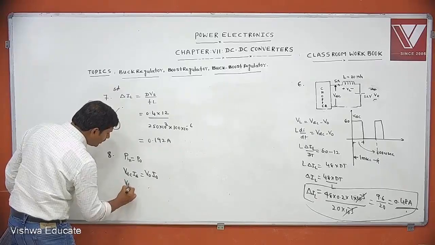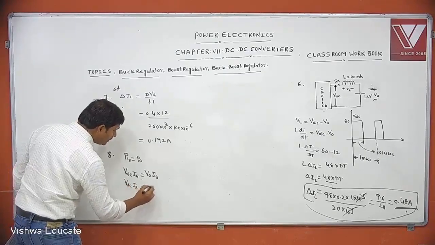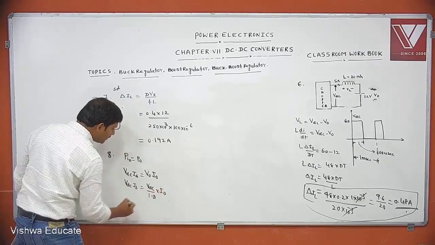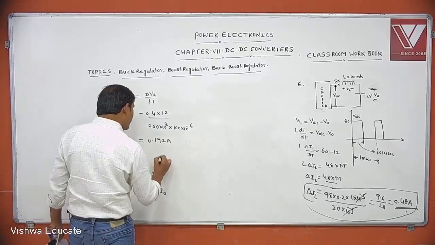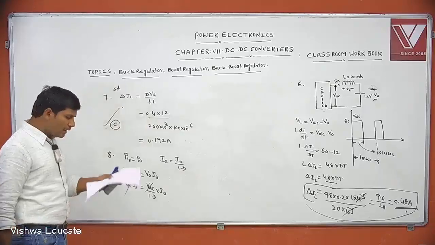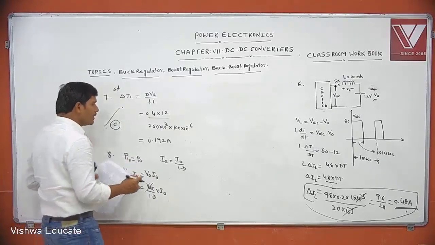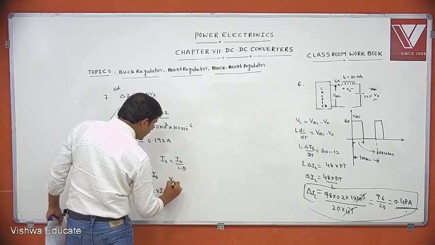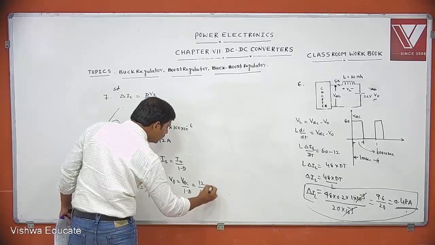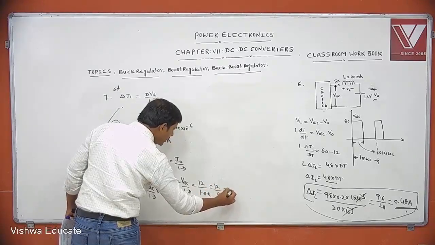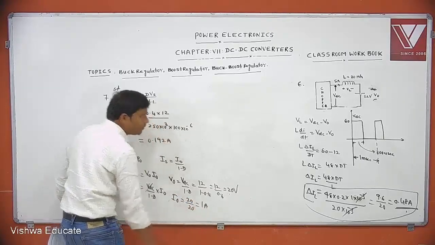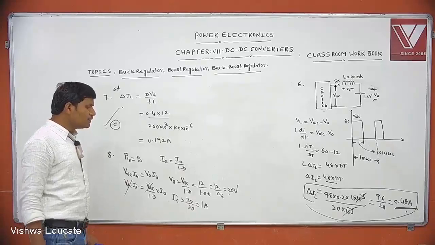Then VDC into IS equal to, how to write V0? V0 is VDC by 1 minus D into I0. Then VDC cancels. Then what is the average source current equal to? I0 by 1 minus D. Now you want to calculate I0. First we calculate V0. V0 is VDC by 1 minus D. What is VDC? 12. 1 minus 0.4. 12 by 0.6. How much you get? 20 volts. What is I0 equal to? 20 by 20. Resistance is given, now 1 ampere. See the circuit. In the circuit resistance is given, that is 1 ampere we can get.